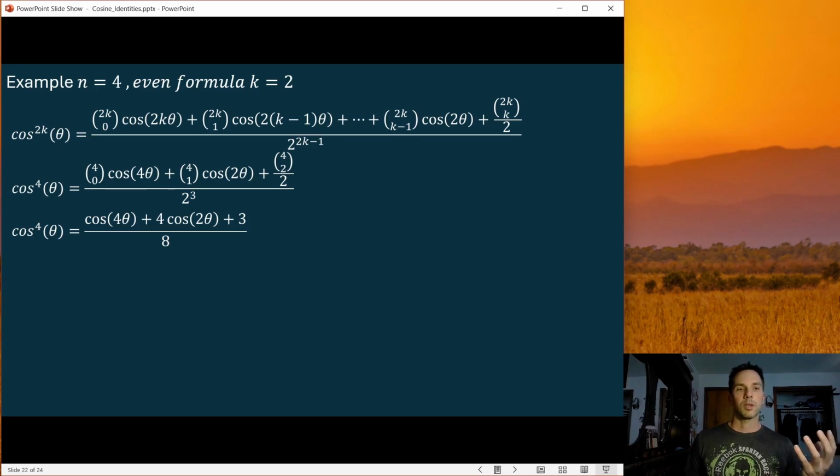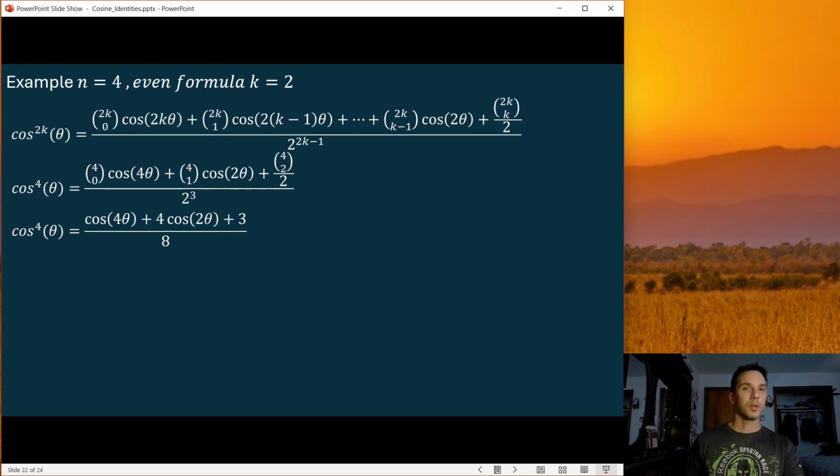We have 4 choose 1 cosine 2 theta. And then that's going to be added by a constant, just like it was for the squared version, because it's an even power. So when you break all that down, you get cosine to the fourth power equals cosine 4 theta plus 4 cosine 2 theta plus 3, all divided by 8.